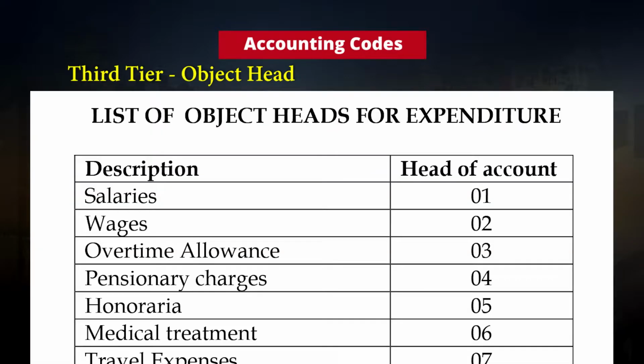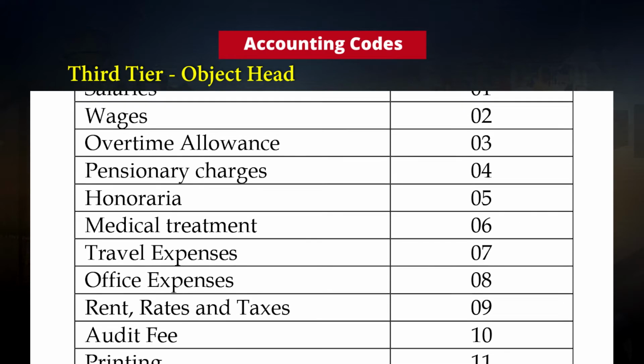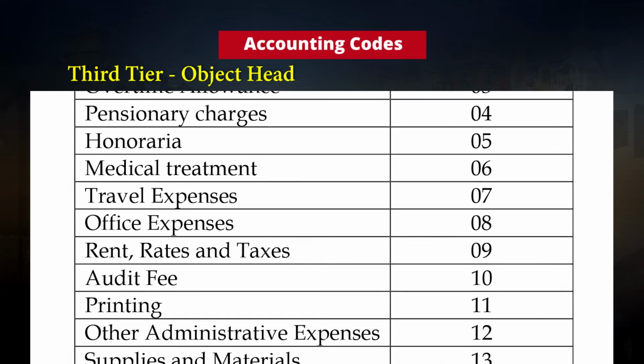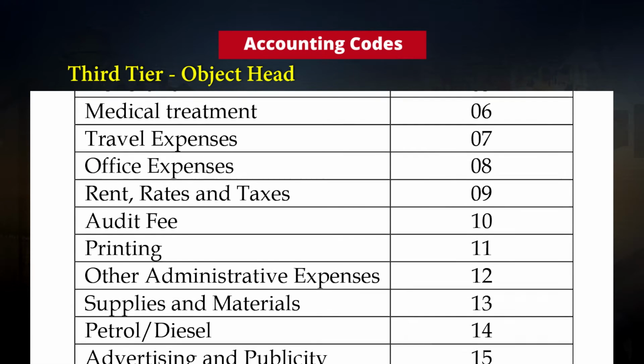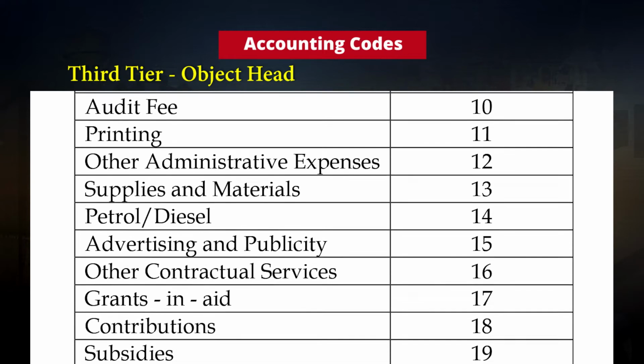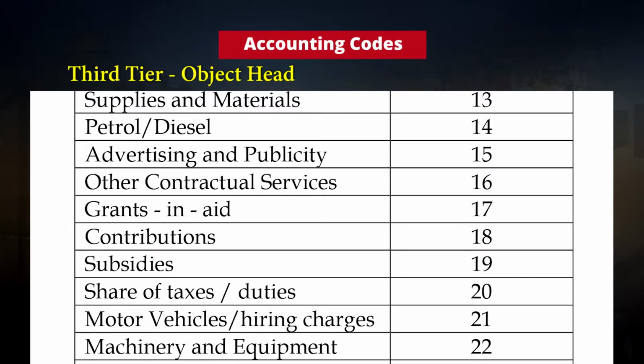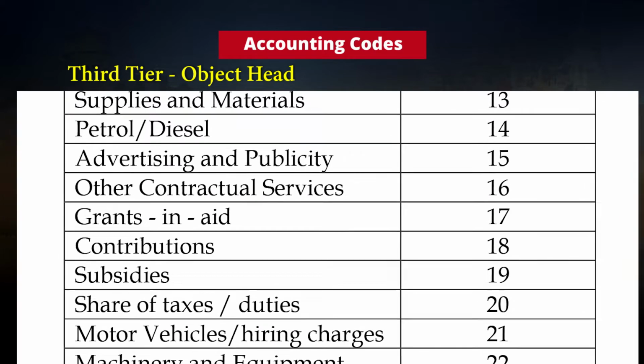Third tier, object head. For all the common receipts and payment transactions, a 2-digit standardized code is given. For example, major head, grant in aid 1601, minor head 101, grants from central government. The object heads are like this. 17, grant in aid. These object heads can be opened by each state as per requirement.